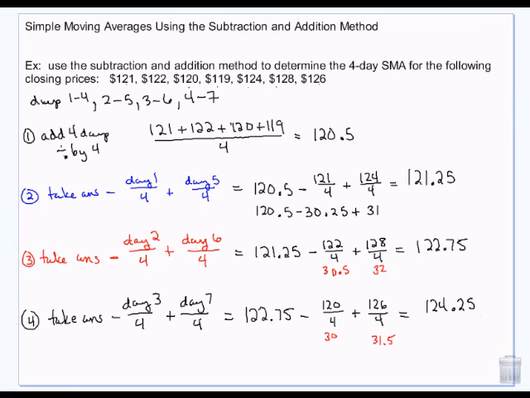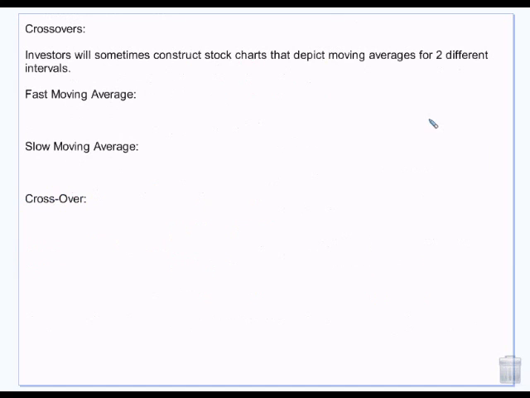Now, for our purposes, I do not care what method you use. You can add the 5 days and divide by it, then add the next group, divide by however many, that's fine. Or you can use this method. There's just 2 different ways to do it. And pick the one you like best. And then you get these things called crossovers that occur.